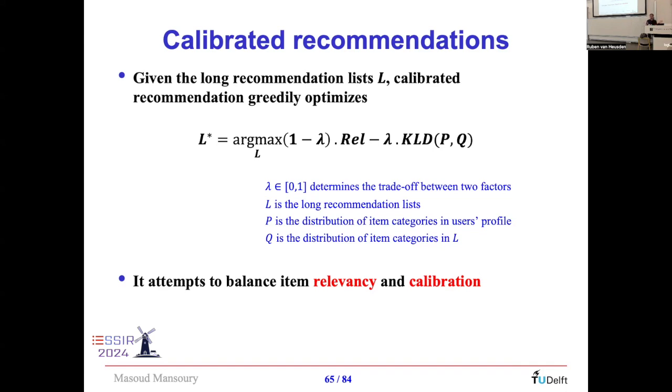It's like a greedy approach where you add items to the list one by one in order to maximize the relevance and the calibration of the generated recommendation. So lambda here plays the role of the trade-off between the relevance and the calibration. If you have a higher lambda value, then you would have more calibrated recommendation. The focus would be more on the calibration. And if you have lower lambda, then lower calibration.